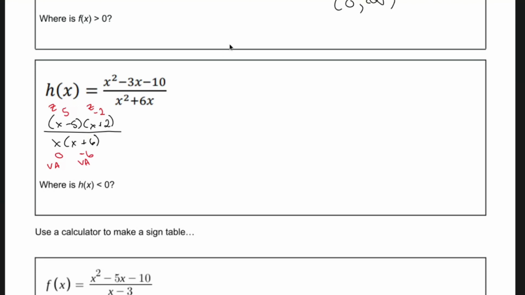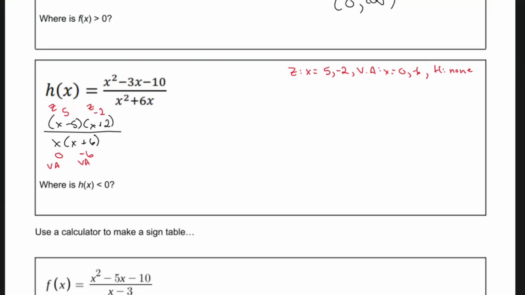Let's label that out so far. I have zeros at, what did I say, just 5? Oh, 5 and -2. I have vertical asymptotes at x equals 0 and -6. No holes.